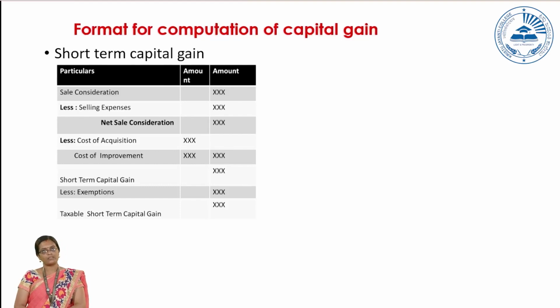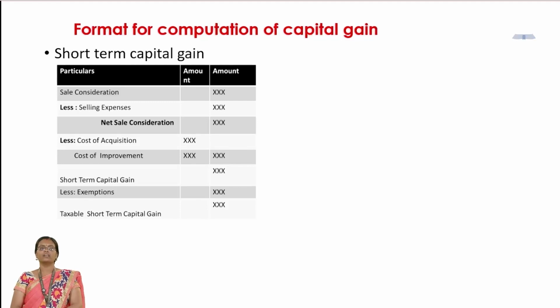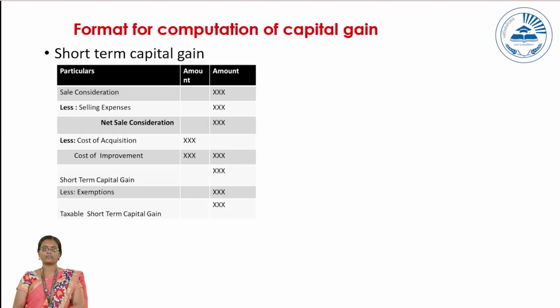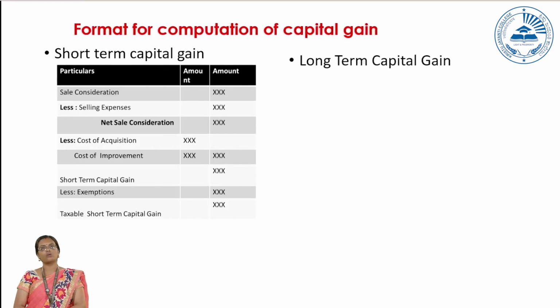Once short-term capital gain arises, if you have invested the gain amount into some other properties or assets, as mentioned under Section 54 of the Income Tax Act, I get to claim exemptions. And the remaining amount would be my taxable income from short-term capital gain. So, this is the format that we would be following for computing the short-term capital gain arising for an assessee or an individual. Next, we will be looking into how to calculate long-term capital gain.